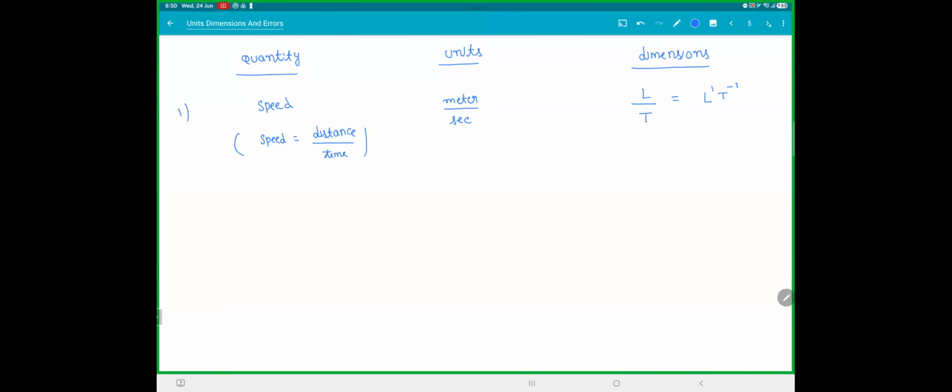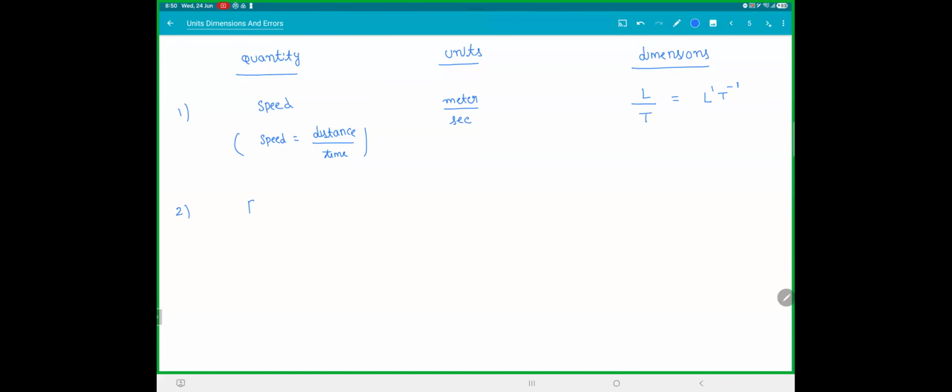Understood? When someone says find the dimensions of speed, you have to tell me how many length quantities are there and how many time ka quantities are there. So it is L power 1 and t power minus 1. In some books you will see a bracket like this, but that's okay. I'll show you one more.